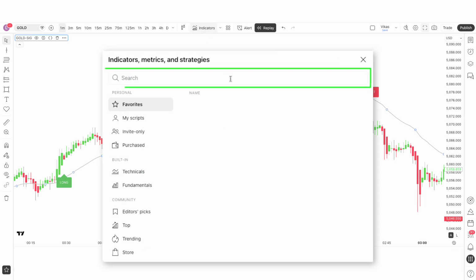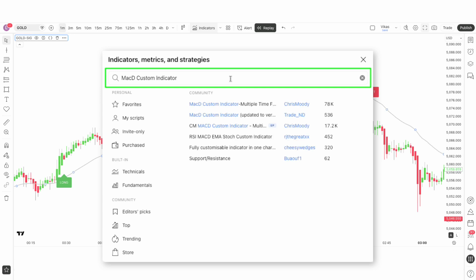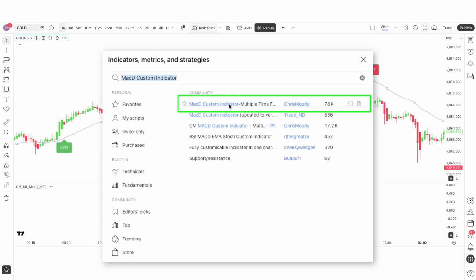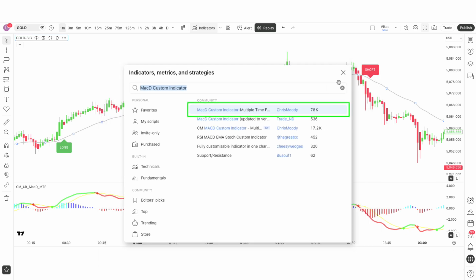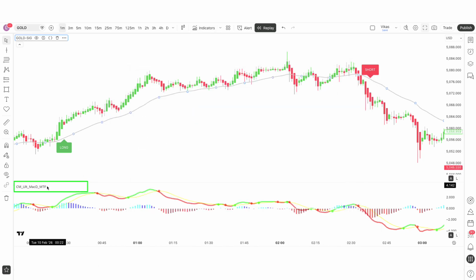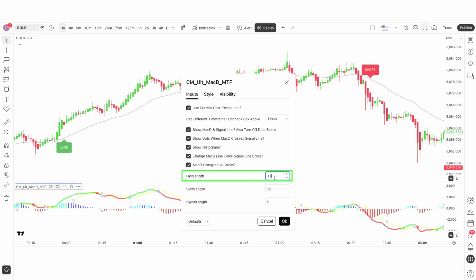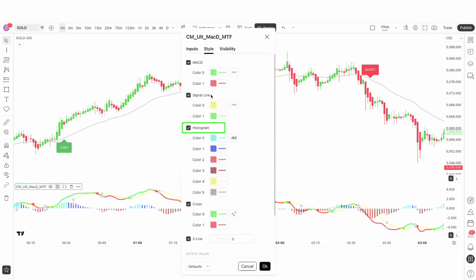Let's search the indicator list for MACD Custom Indicator and select this one, MACD Custom Indicator created by Chris Moody. Now let's access the settings of this indicator so we can modify it to suit our strategy. We change the fast length from 12 to 10. After that, change the histogram to columns. We have to keep these options hidden. And here everything is fine after that.